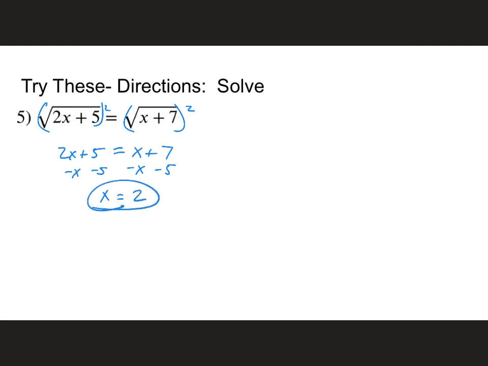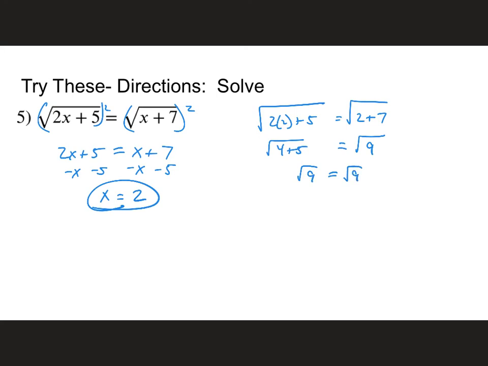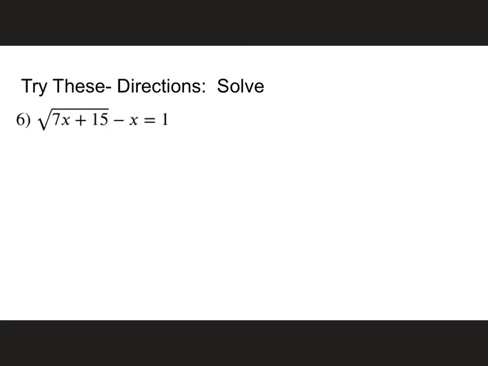I should check it just real quick. Make sure nothing crazy is going on here. So let's see here. The square root of 2 times 2 plus 5 equals the square root of 2 plus 7. 2 times 2 is 4. 2 plus 7 is 9. So 4 plus 5, I get the square root of 9 equals the square root of 9. Very true statement. Excellent.